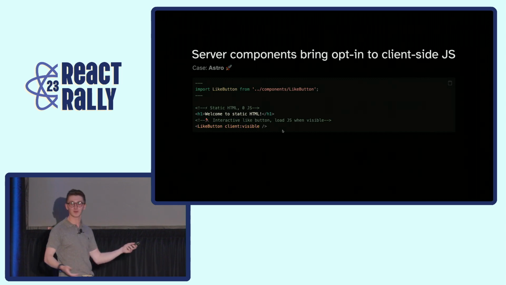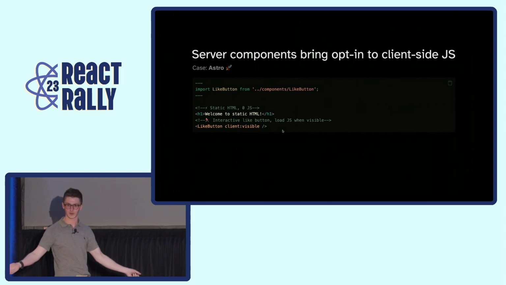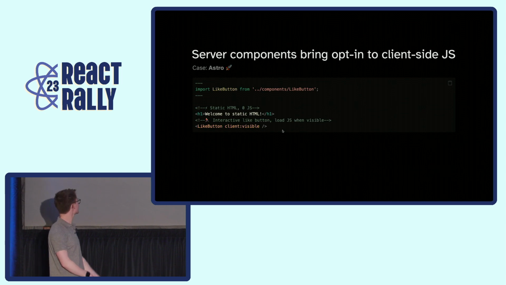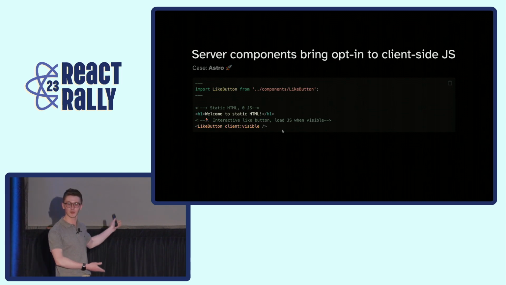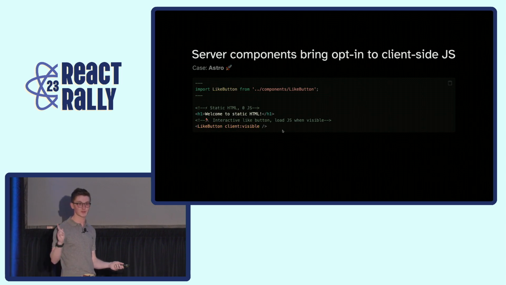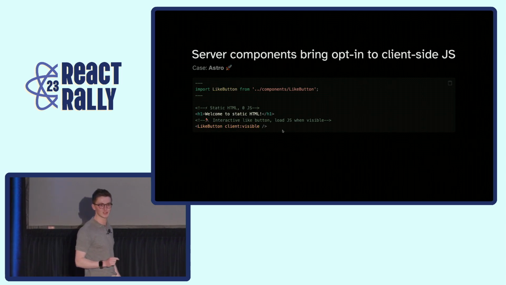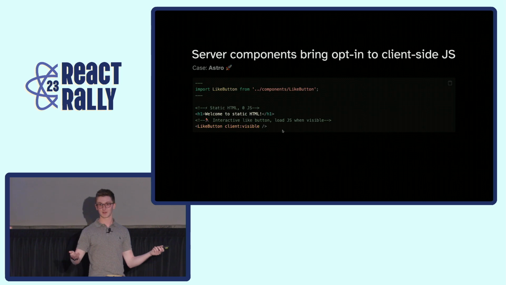And the next one I'm going to talk about, server components, everyone's favorite buzzword. It spreads across both React server components and Astro in how we do server templating. And those bring opt-in to a few things. The first one being client-side JS. So here I have a very simple example.